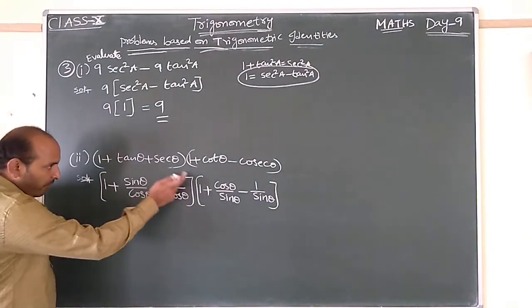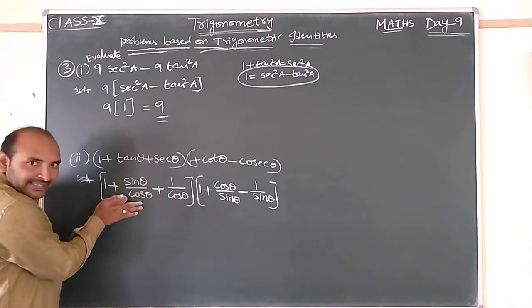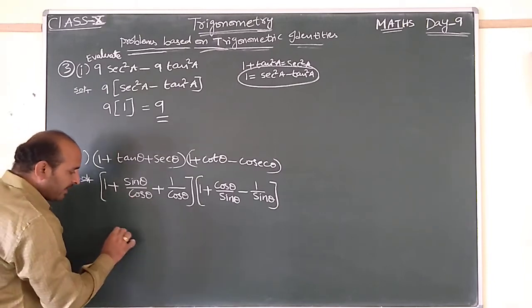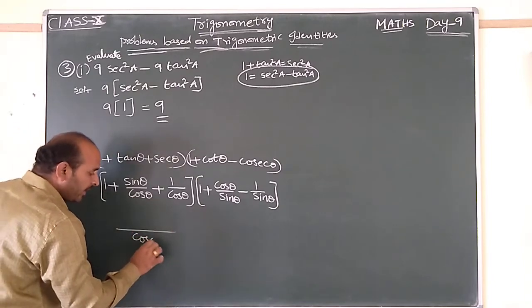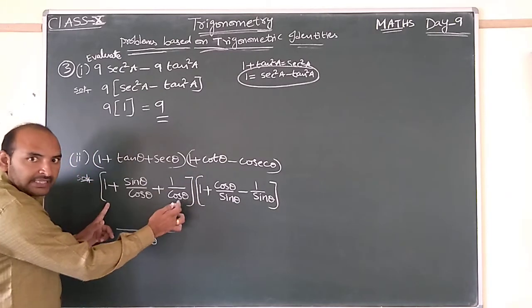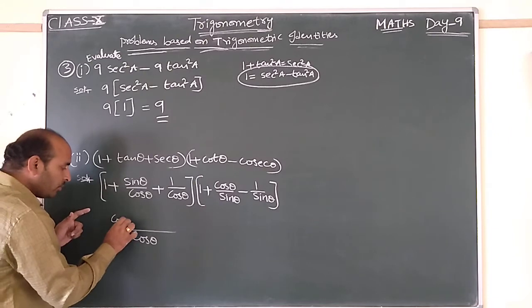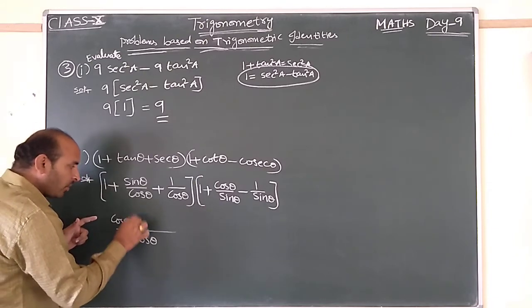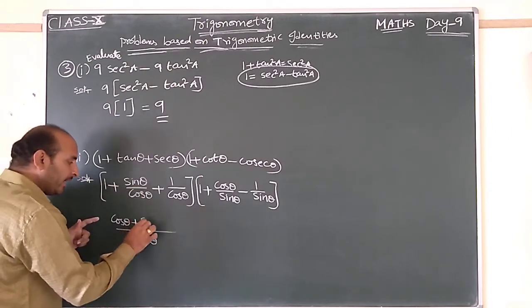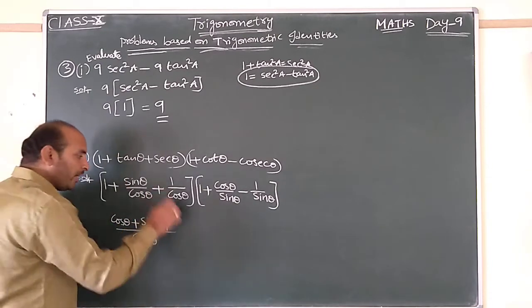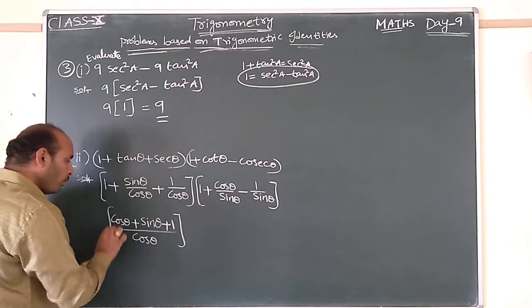So now in the first part, what is the LCM? Here the denominators are cos theta, cos theta. LCM is clearly cos theta. So 1 into cos theta is cos theta, plus sin theta, plus cos theta 1 time, cancellation, 1 into 1, that is equal to 1.